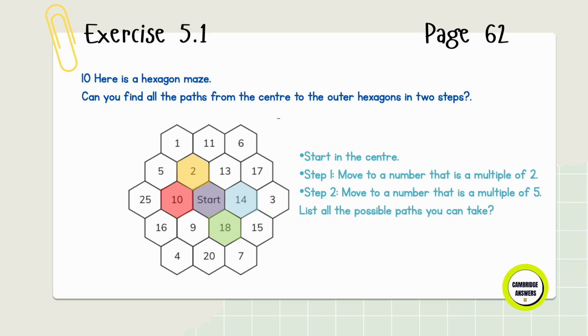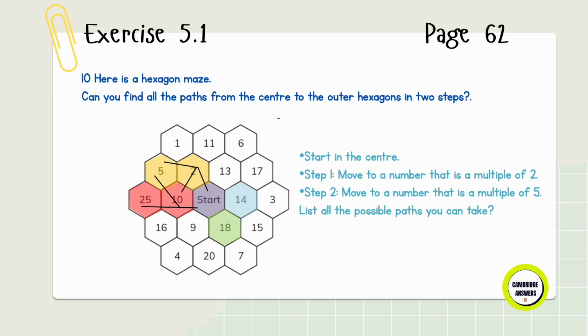Path 1. Start to 2. Now, from 2, can we jump to a multiple of 5? Yep, there's a 5 right there. And even a 10. So our first 2 paths are Start to 5, Start to 10. Path 2. Start to 10. From 10, we can move to 5 or 25. Both are multiples of 5. So 2 more paths. Start 10, 5, Start 10, 25.